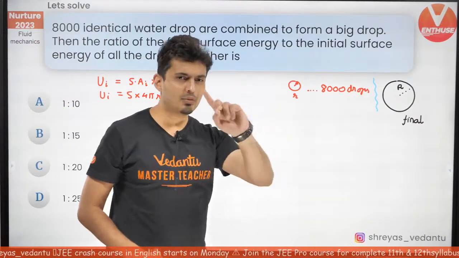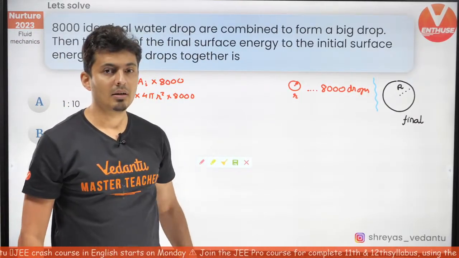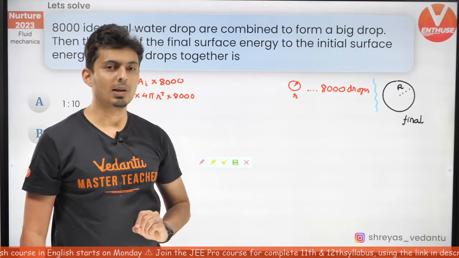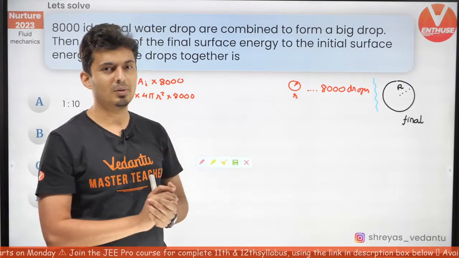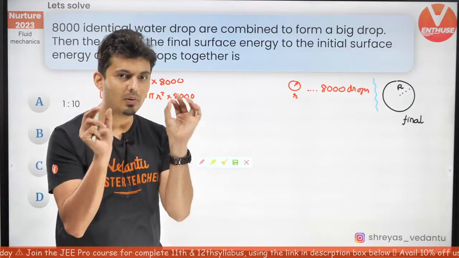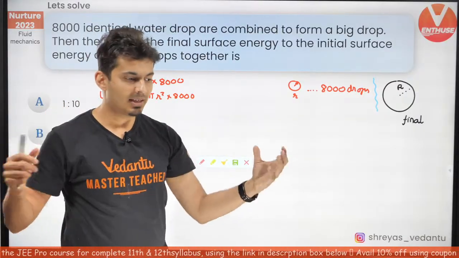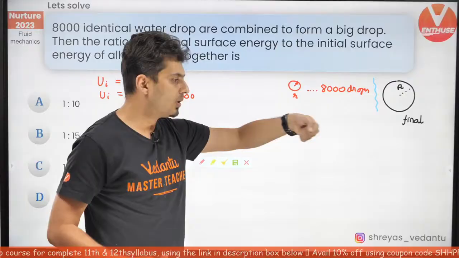When they combine, there is one thing which remains constant. That is not their area, it's their volume. Because mass has to be conserved, density is same. So volume also has to be conserved. So whatever is the volume of all their drops, when you add that, it's like adding some water, then adding some water, adding some water.